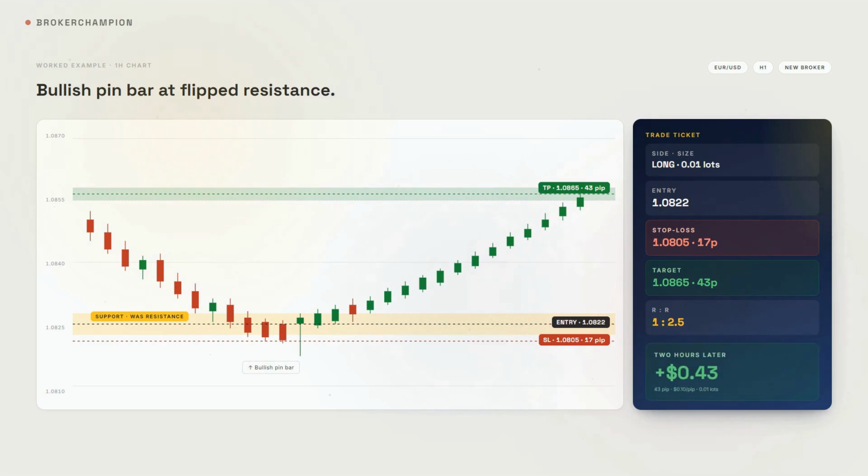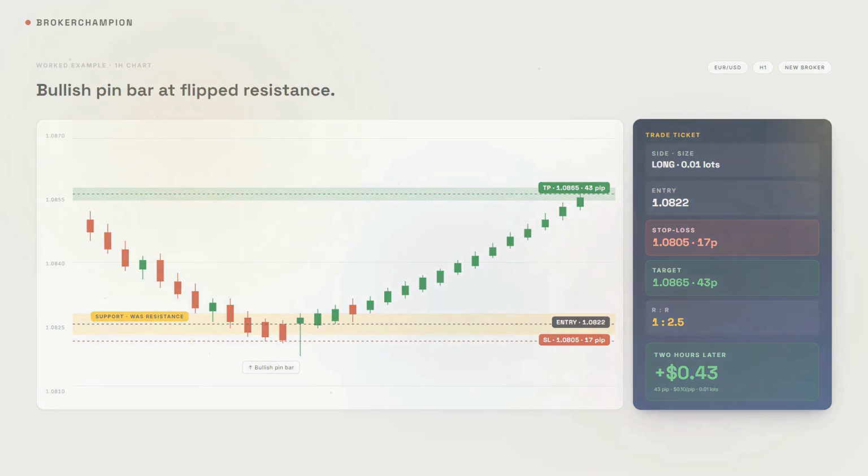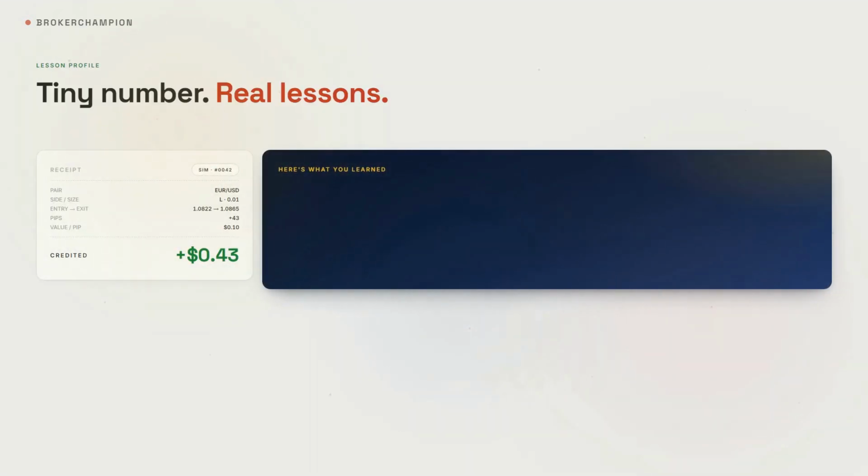2 hours later, price reaches your target and fills. The simulator credits you positive 43 cents. 43 pips, 10 cents a pip, 0.01 lots. Tiny number, real lessons. Here's what you learned.